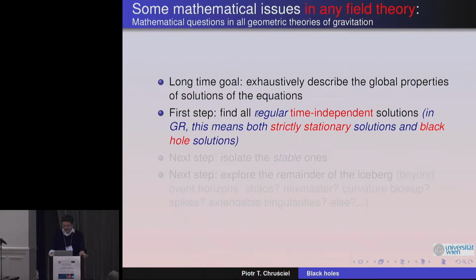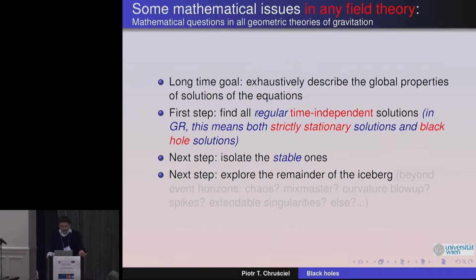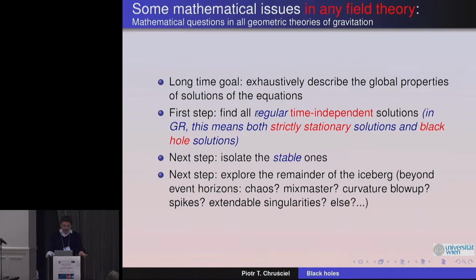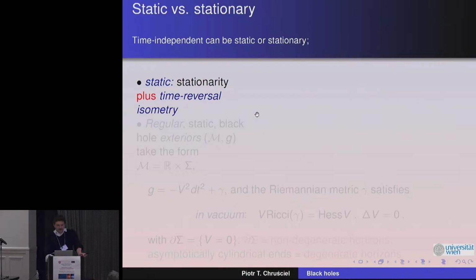But in any case, there's one difficulty compared to, say, Yang-Mills or something like that. Once you have those solutions, and of course you don't want every one, but you want the regular ones, you want to understand which of them are stable or not, and then you might say, I'm happy, or you might say, well, there's a lot more work to do. For example, in GR, what happens beyond event horizons? Do we have chaotic behavior? Do we have mixmaster? Is curvature blowing up or not? Do we have spikes in the curvature? How extendable are singularities? So this is all way, way beyond our current technologies, and I'm just going to talk about the stationary solutions and perhaps mention something about stability.